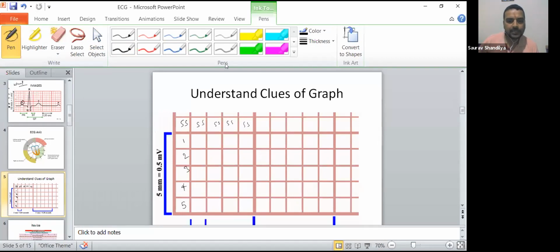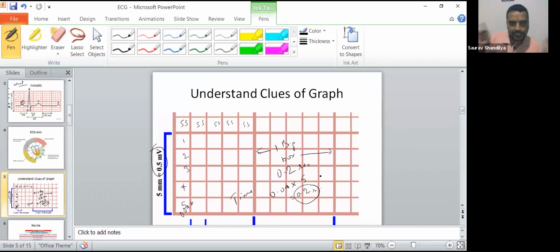On the ECG paper, which is basically a 6-second paper, nowadays mostly used, the y-axis is basically the millivolt, the current, and the x-axis is basically the time. Look here very clearly: one small box represents 0.04 second. So these 5 small boxes make one big box, which represents 0.2 second. How did it happen? Because 0.04 second, the timing of the small box, multiplied by 5 comes to 0.2 second, right? So understand the clues of the graph.